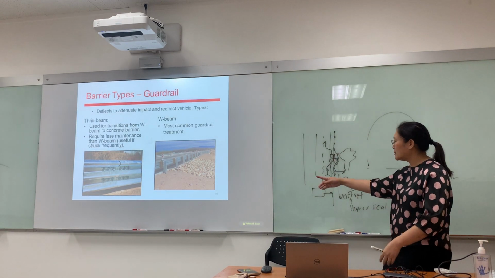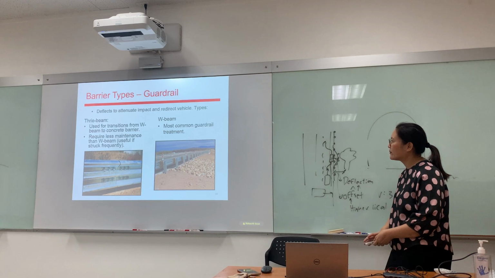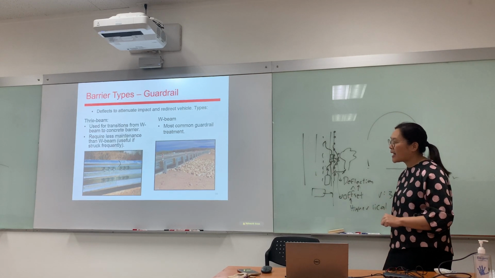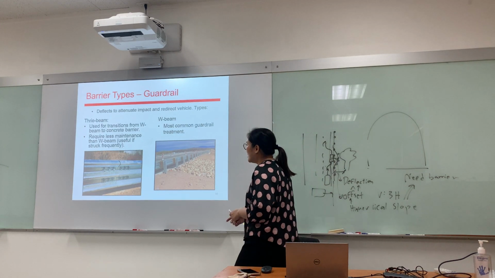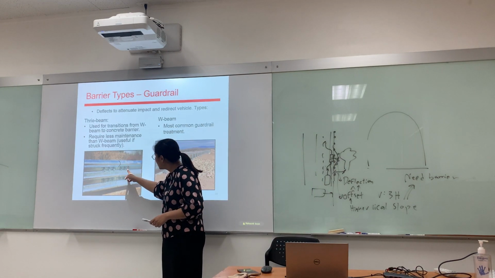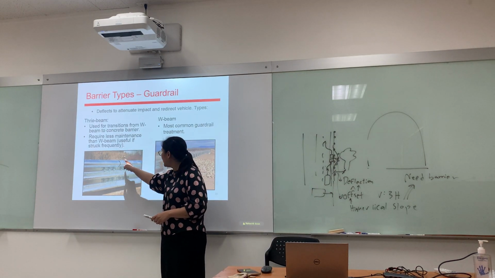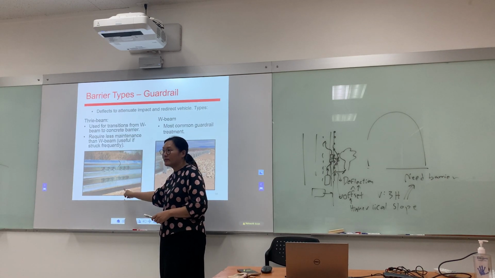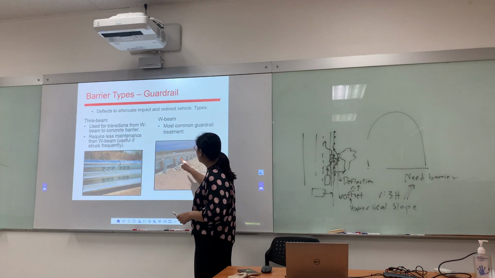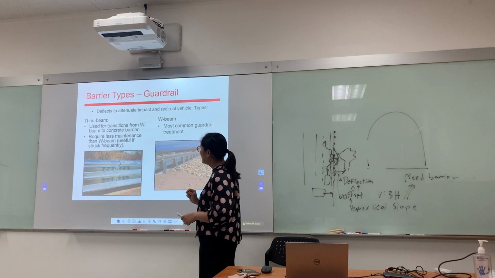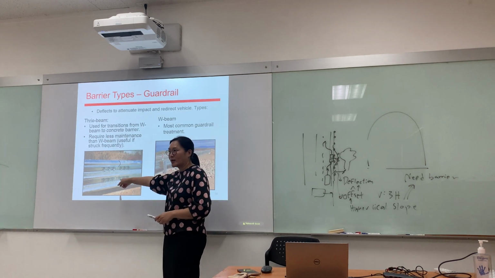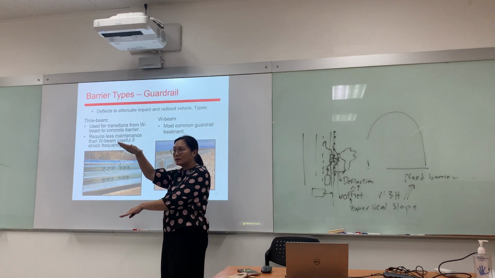So next semester we're going to design this guardrail. For guardrail we have two types: tri-beam and W-beam. What is tri-beam? Look at the face. It has three curves here. This one we call tri-beam. W-beam has only two curves, like a W shape. The cross section is like a W shape. So which one is better? Of course this one, because it's taller.